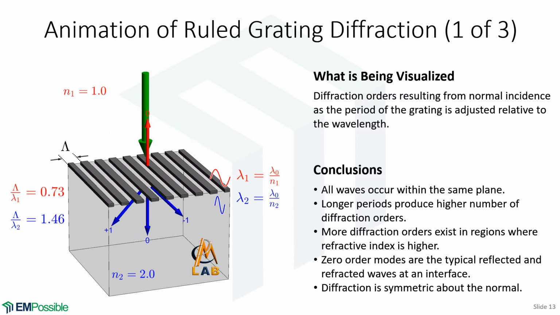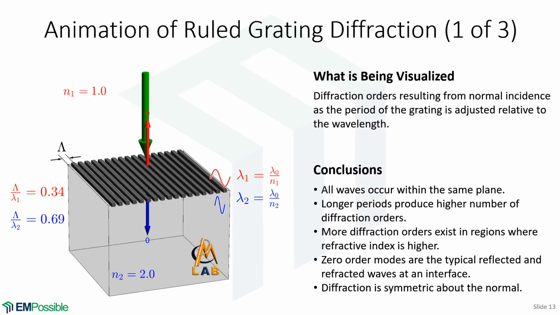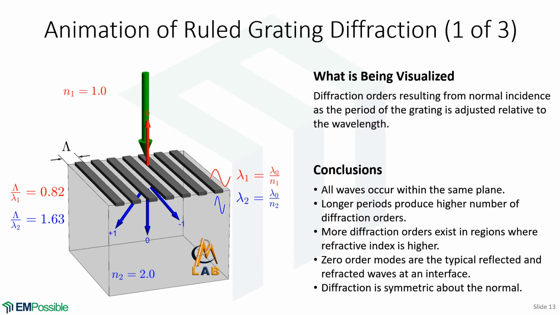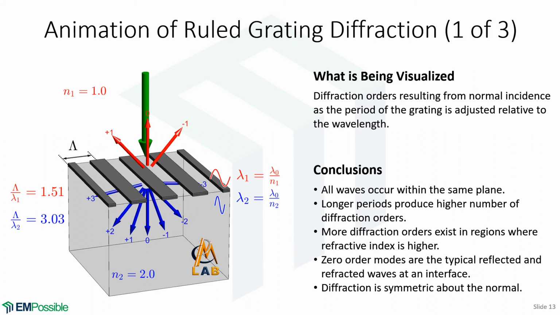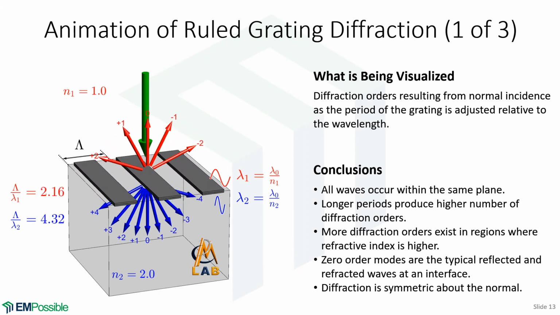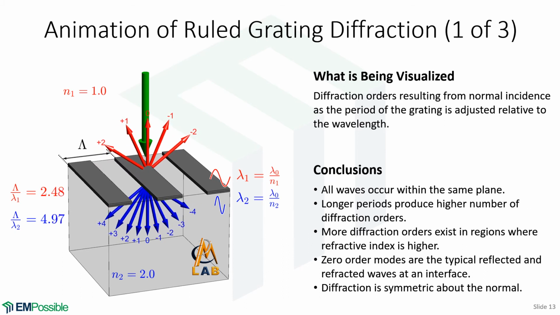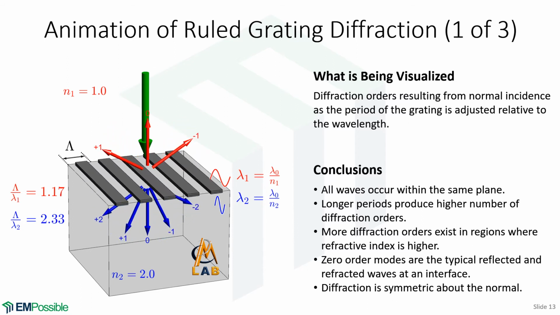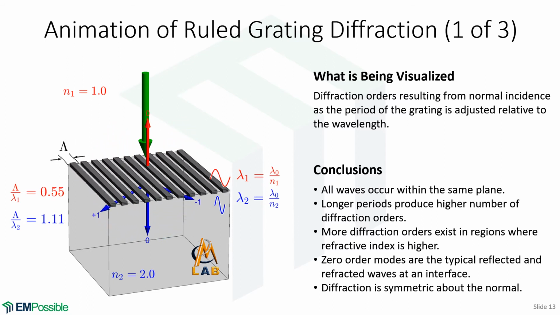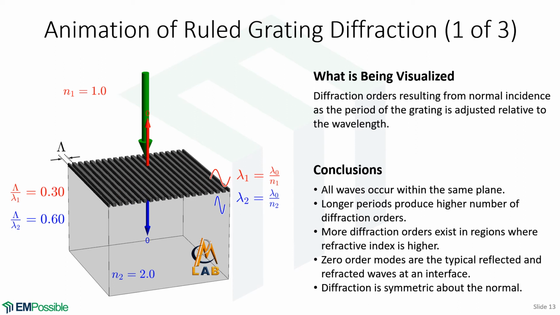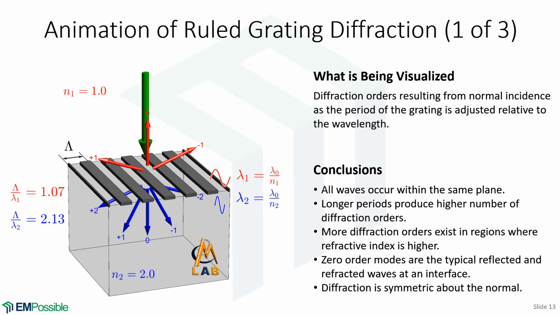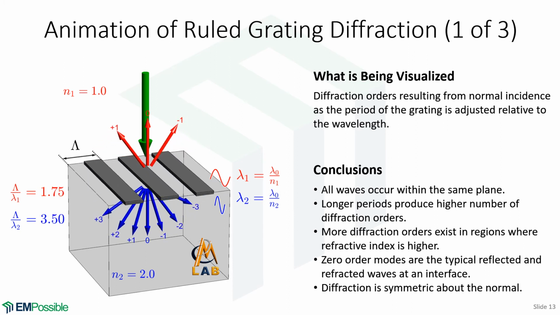The zero order modes, notice they're not even moving here. Those are the same waves that we would get if there was no diffraction grating. So our standard transmitted and reflected waves. And then the last thing to notice is everything is symmetric. The +1 order mode and the -1 order mode, they're basically in the same directions, symmetric about the normal. And I could make the same conclusions about the +3 and -3 order diffracted modes.